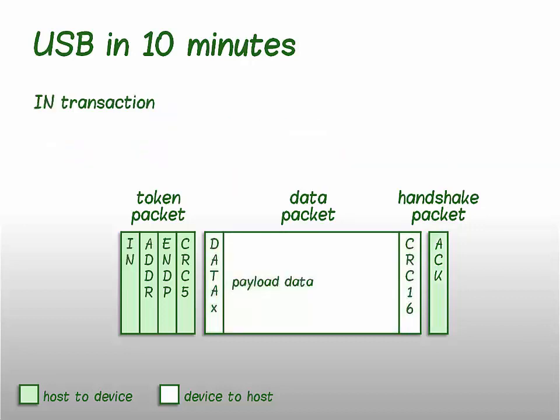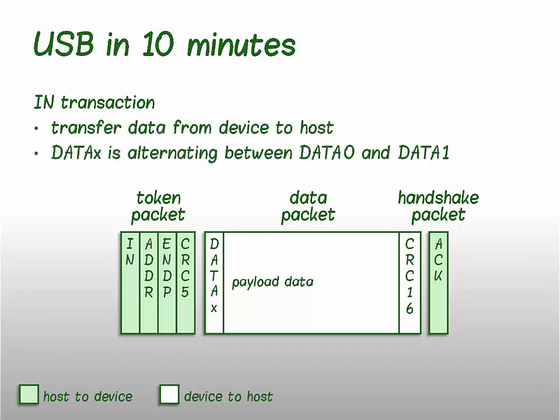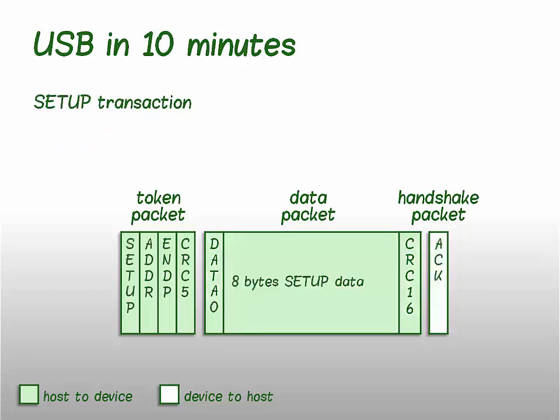In transaction is similarly used for transfer of data from a device to the host. Again, data 0 and data 1 alternating PIDs are used. In this transaction, the host sends a token packet, device sends a data packet, and the host confirms with a handshake packet. Finally, we recognize a setup transaction.